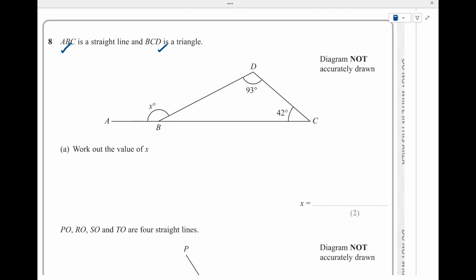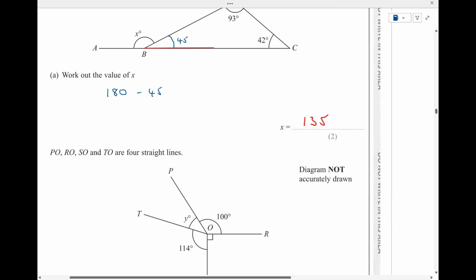Not sure what to do. But just a minute. Could I work out the size of this angle here? Because it's 180 in a triangle. So I'm going to do 180 minus the 42 minus the 93. And so this angle is 45. And now I can do 180 minus 45 because I know that there are 180 degrees on this straight line. So 180 minus 45, 135 degrees for x.